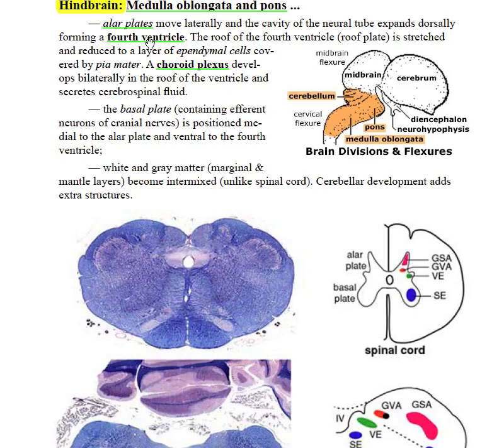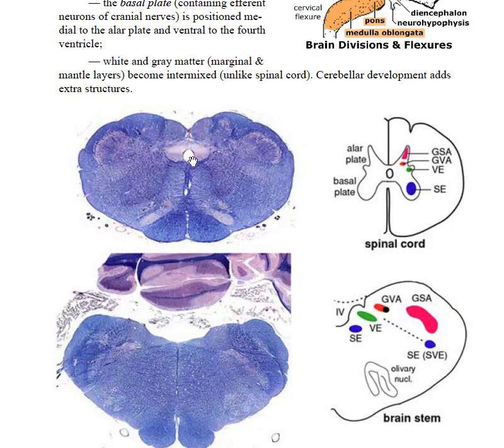The roof plate consists of ependymal cells covered by pia mater, and this combination gives rise to two choroid plexuses bilaterally in the roof of the fourth ventricle. The pia mater supplies vessels, and the ependymal cells supply the secretory cells of a choroid plexus, which produces cerebrospinal fluid. Here we see two levels through the brainstem.